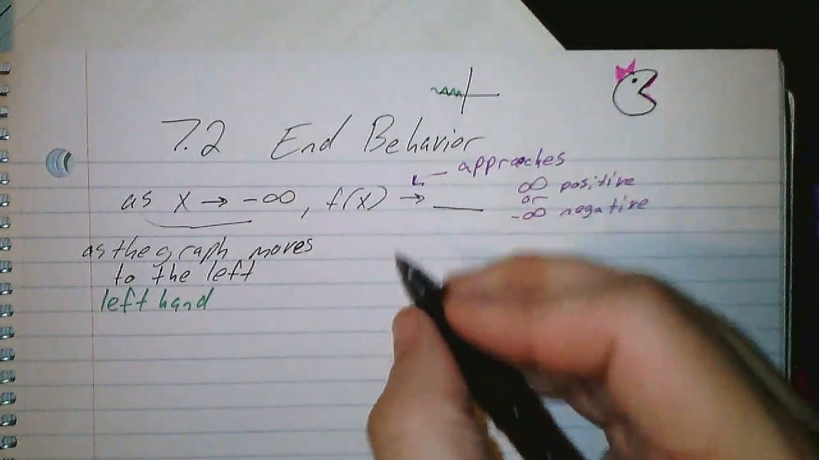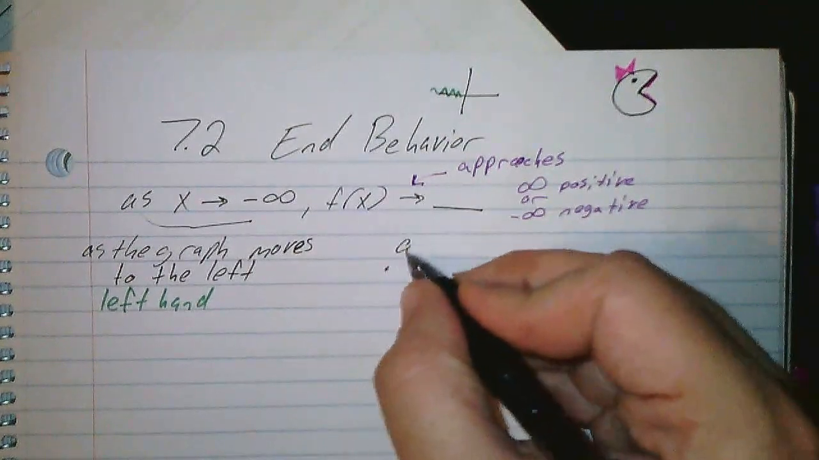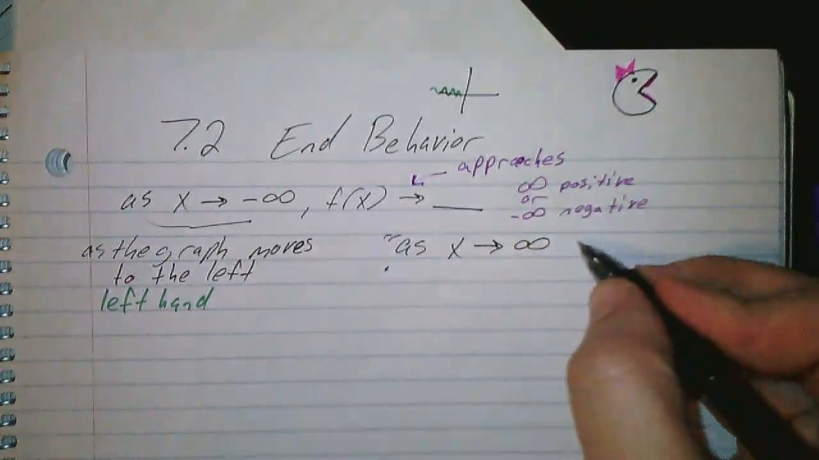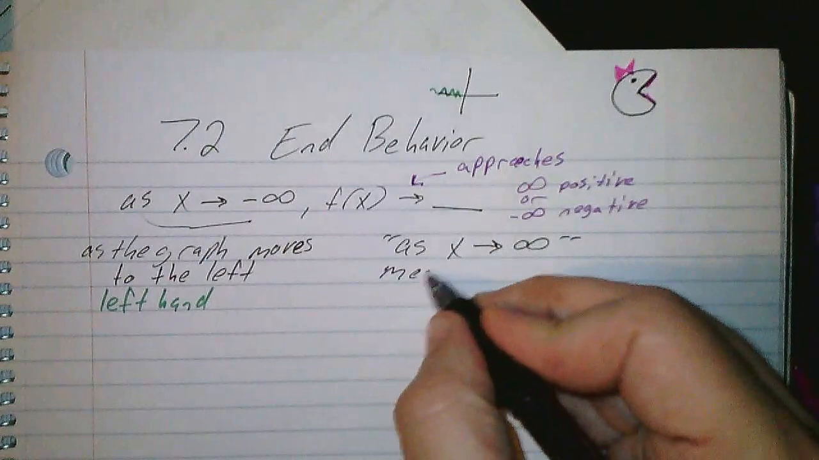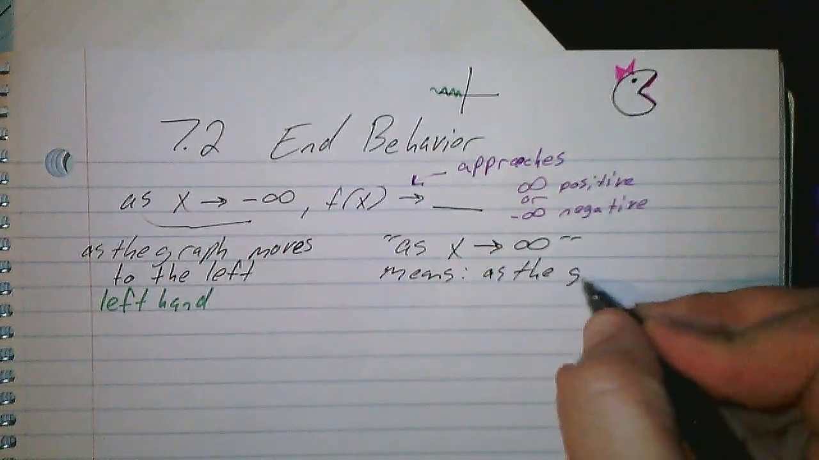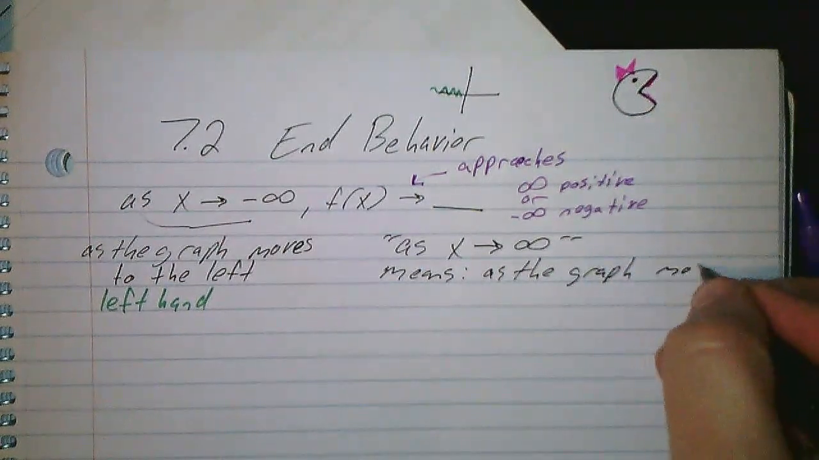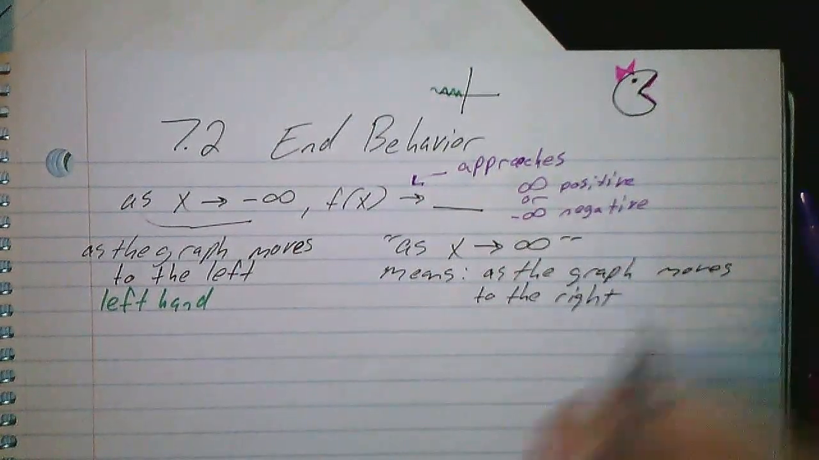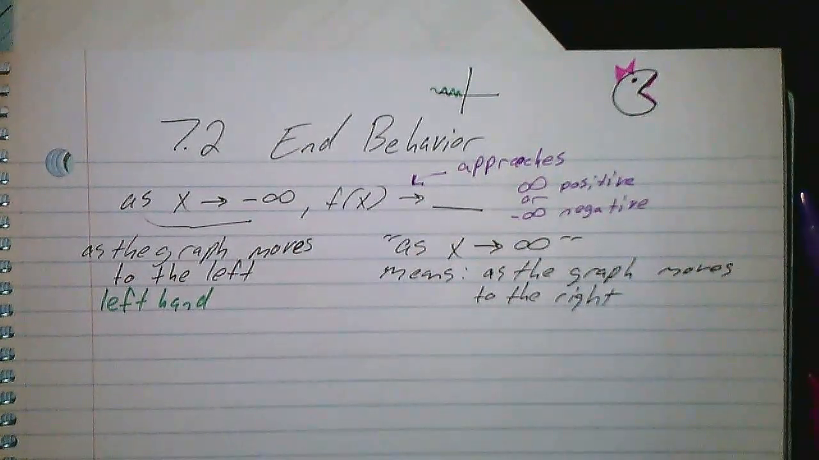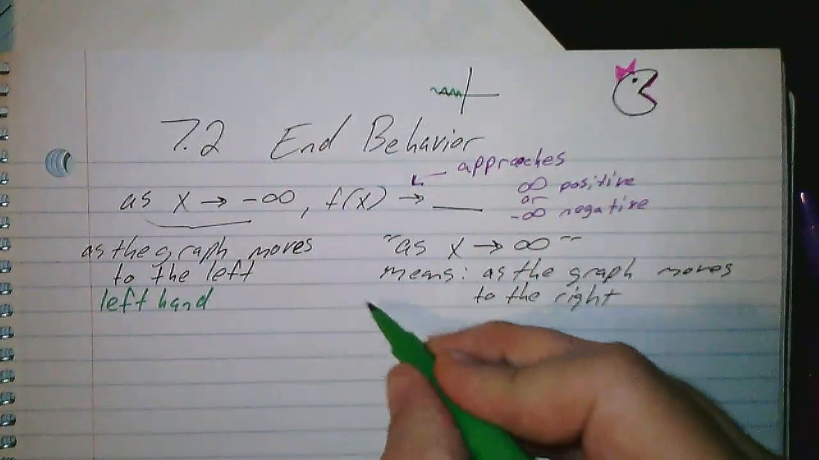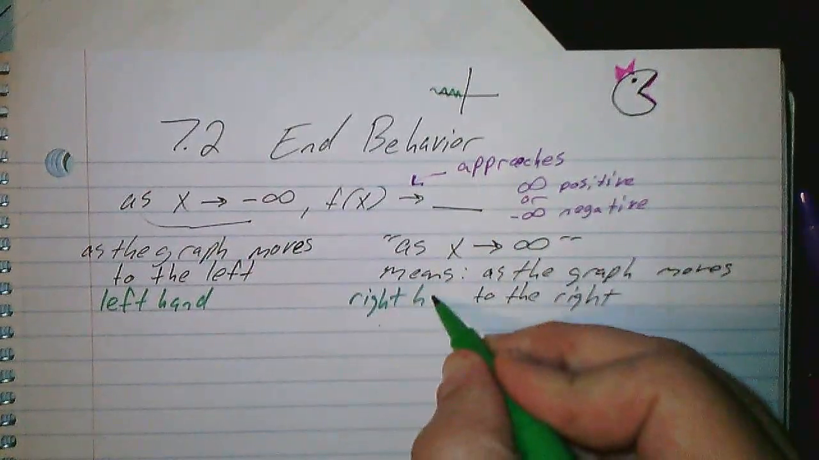If you see something like, as x approaches positive infinity, that means as the graph moves to the right, towards positive infinity. So as x approaches positive infinity, we're talking about the right hand.